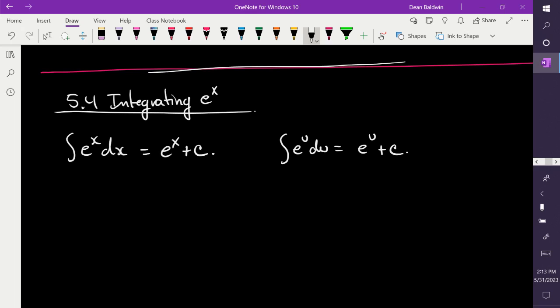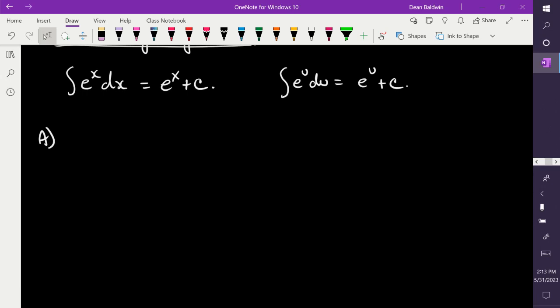So let's start with the examples. What do we want to do? E to the 3x plus 1 dx. All right.